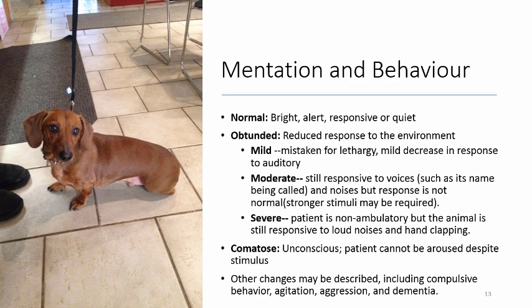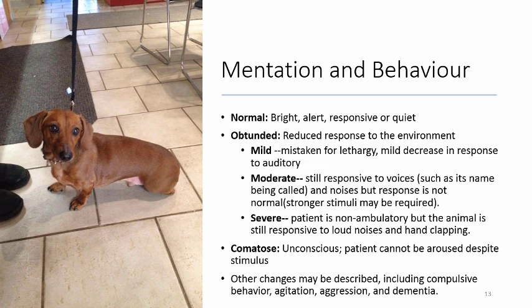So, what are we looking at when we think about mentation and behavior? Is the dog normal? And I've put the definitions here for you because I know when I was learning things like obtunded, what does that mean and where does it go? Well, these are really the definitions here. So we're looking, is the dog normal, obtunded, comatose, or does it have some other problem?